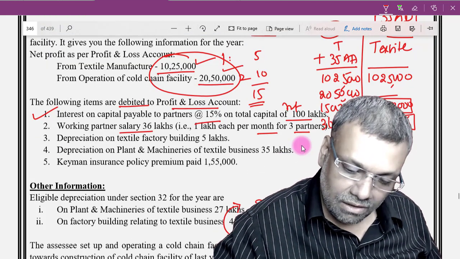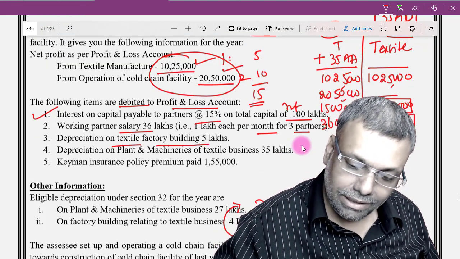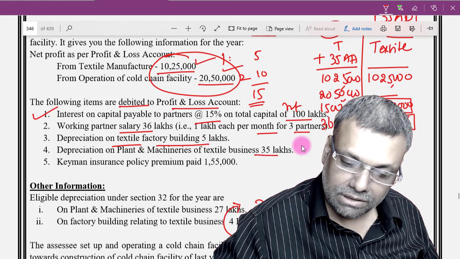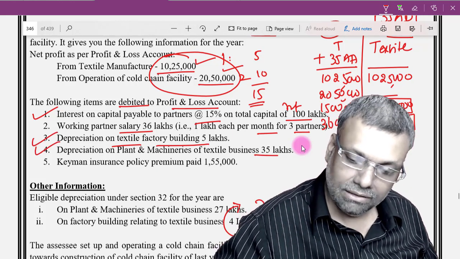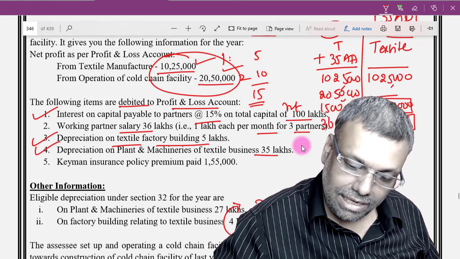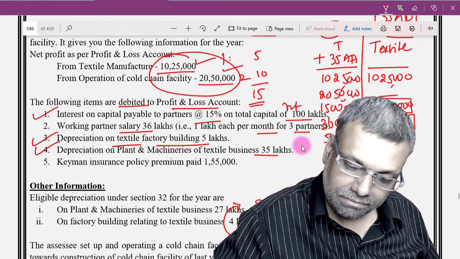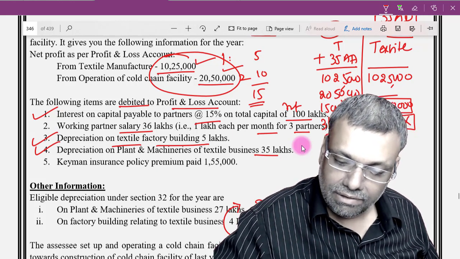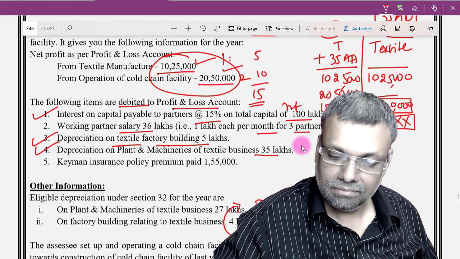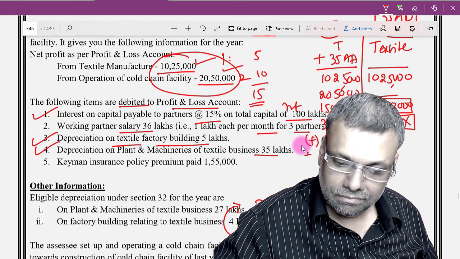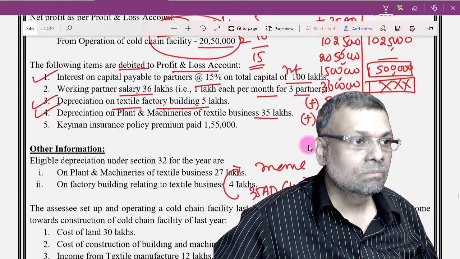Then depreciation on the textile factory building is 5 lakhs. Depreciation on plant and machinery is 35 lakhs. So book depreciation add. So add 5 lakhs. Add 35 lakhs.